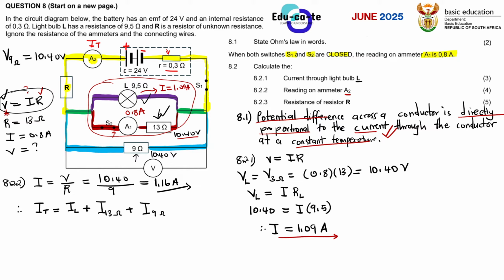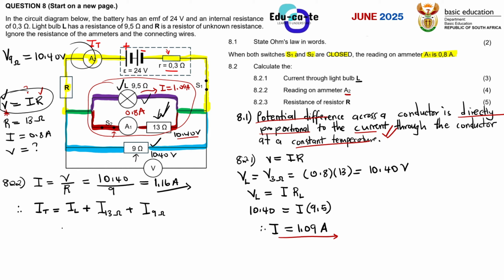All of it will give me the total, which is the yellow, because the current that is flowing through the light bulb, the 13 ohms and the 9 ohms, all of it is coming from this yellow current. So if we add the currents through them, it will direct us back to the yellow current. That is what we mean when we say that the current is divided.